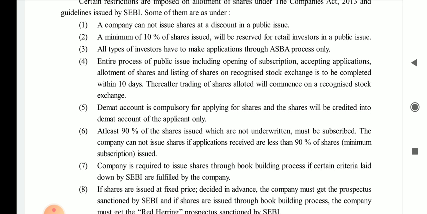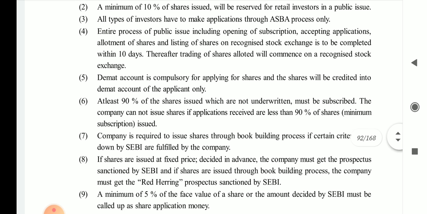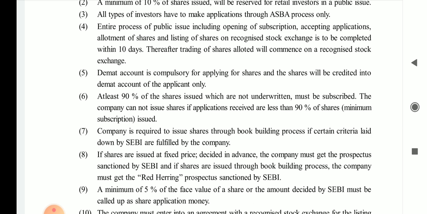Next one, all types of investors have to make an application through the ASBA process only. See, according to the Companies Act and SEBI's latest guideline of 1/1/2016, this is a most compulsory rule that if any person wants to purchase shares, they have to compulsorily apply through the ASBA process only. Only through the ASBA process can they apply. Otherwise, they will not be able to apply.